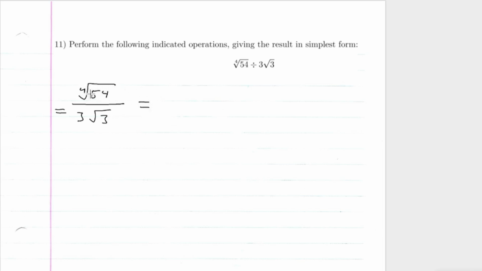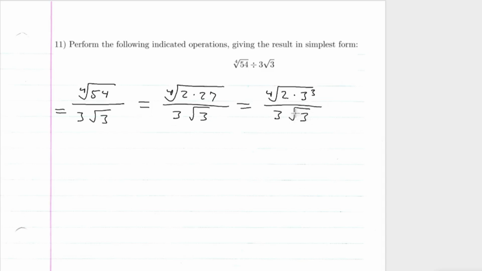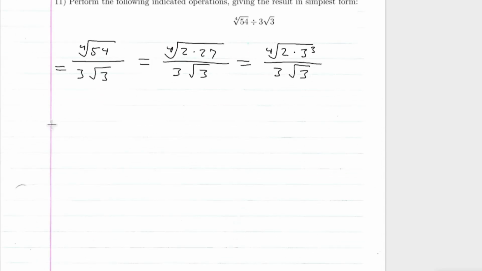So now I'm going to try to find the prime factorization of 54. So that'll be the fourth root of, I know this is the same thing as 2 times 27, and then we'll have 3 square root of 3. And now, I know 27 is the same as 3 cubed, right? So this will be the fourth root of 2 times 3 cubed, and that'll be over 3 times the square root of 3. All right. So here, I'm going to go ahead and take out the 1/3.